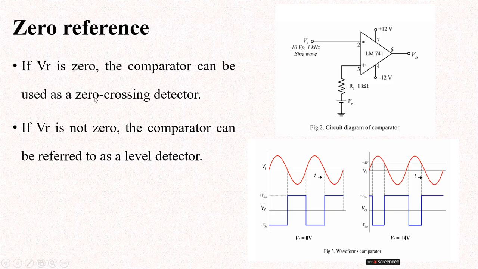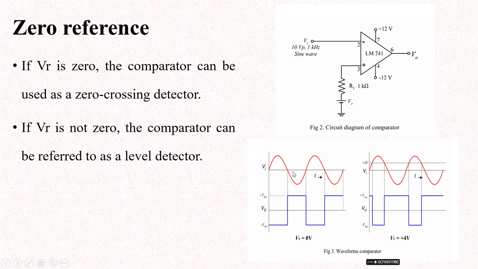First, zero reference. If the reference voltage VR is zero, the comparator can be used as a zero crossing detector. Observe the waveforms on the screen, from figure 3. When the reference voltage is zero volts, we call it a zero crossing detector. If VR is not zero, that is, the reference voltage is not zero, the comparator acts as a level detector.